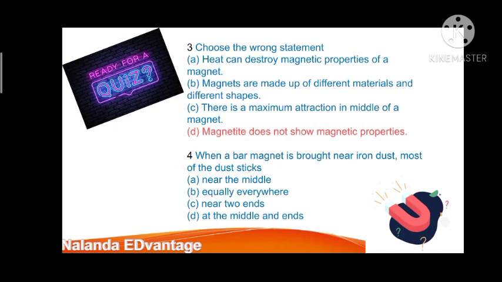Question number 4. You have to choose the correct statement. When a bar magnet is brought near iron dust, most of the dust sticks. We have covered this part in the video previously also, and this was the experiment that I was talking about. So students, if you are placing iron dust near the bar magnet, most of the dust sticks at the ends of a magnet, also known as the poles of a magnet. So these were a few simple questions. I hope the video was really helpful for you to understand the chapter Fun with Magnets.